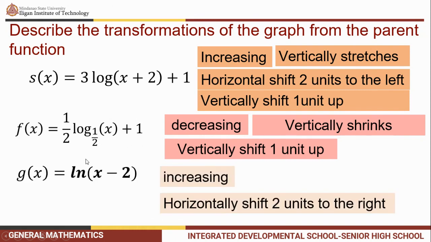And another is we have function g, which is equal to ln of x minus 2. So of course, we have here a base which is e, so therefore it is increasing. And we have here minus 2, so there would be horizontal shift of 2 units to the right.